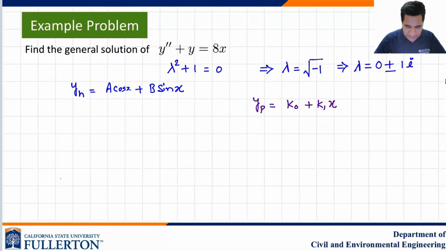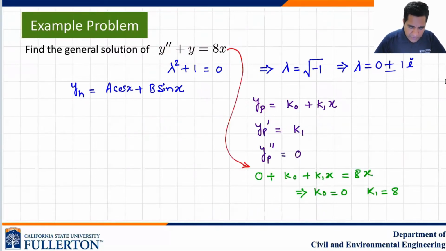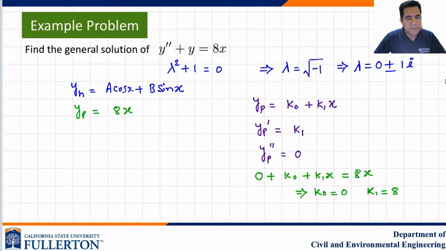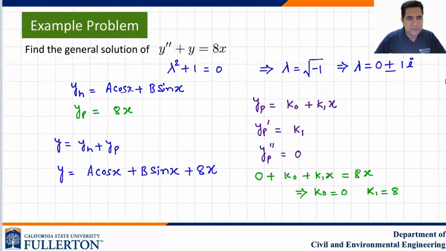Now, as we discussed earlier, we are going to take this function, take its derivative and second derivative, and put them back into the original differential equation to find out the constants. If I put it back, we realize k0 must be equal to 0 and k1 must be equal to 8. Now we have y_p equals 8x. We have y_h and y_p, so the general solution is simply adding these two solutions, y_h and y_p. And the general solution for the entire differential equation is going to be this.